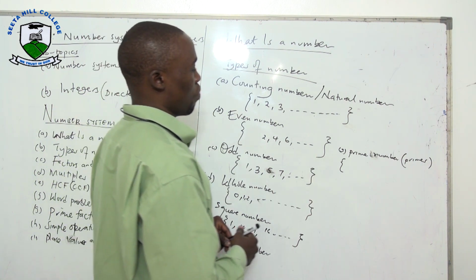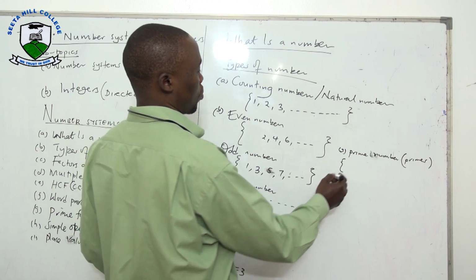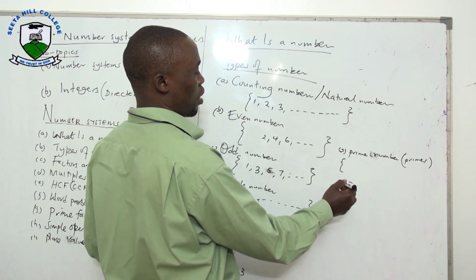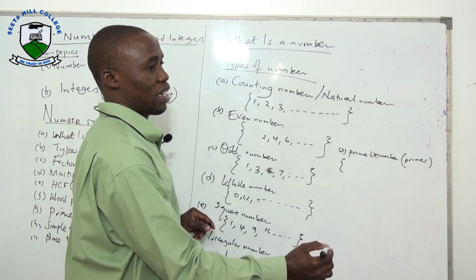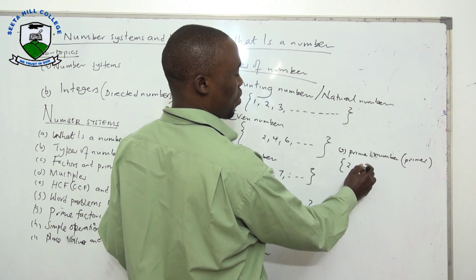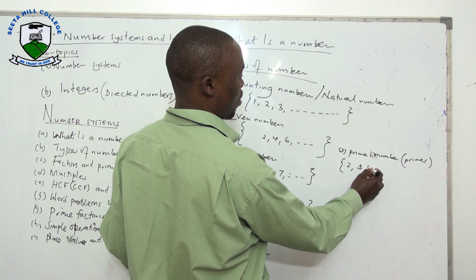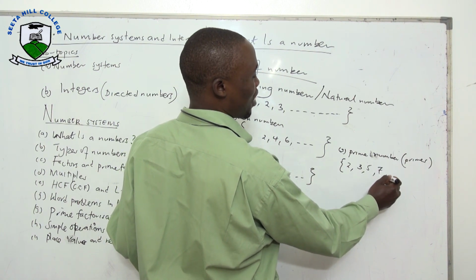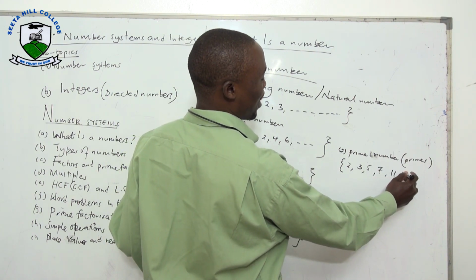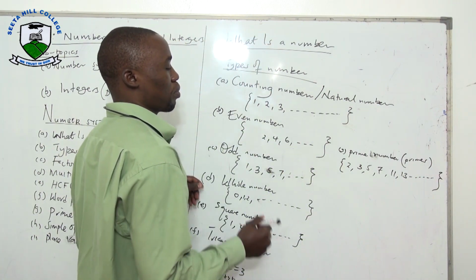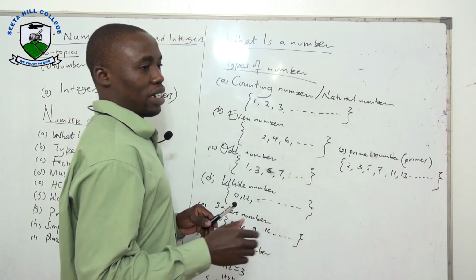Yes, teacher. The first one? 1 has only itself, one factor only. 2, 3, 5, 7. Okay. 11, 13, 17. It is.